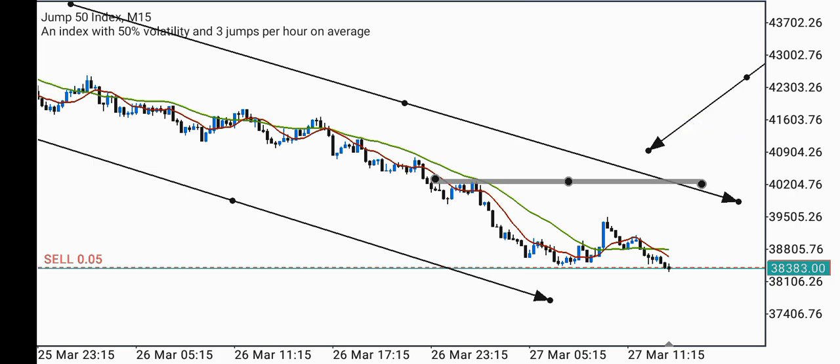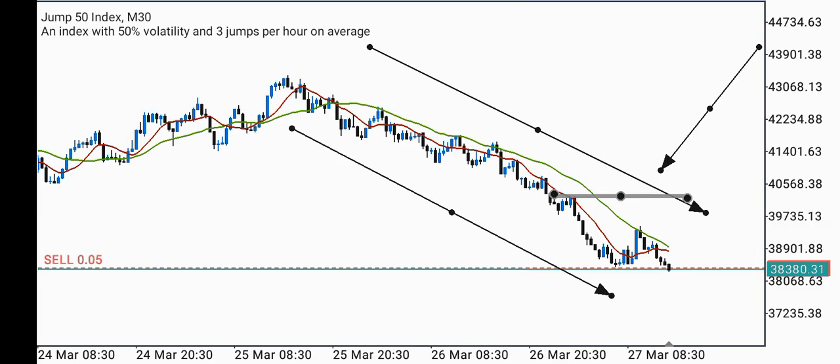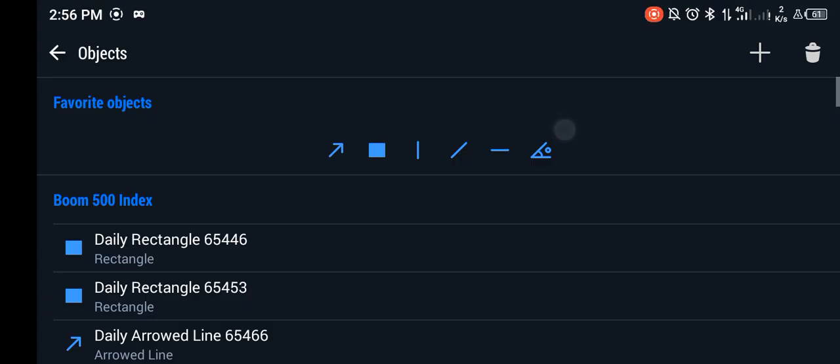So now, as we are in this particular structure, let me show you guys how you should apply target to the market. Now, the market goes into different highs and lows. So let's go to a 30-minute chart and let me show you guys something.